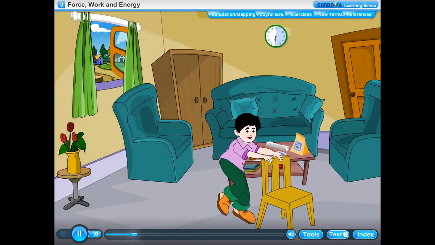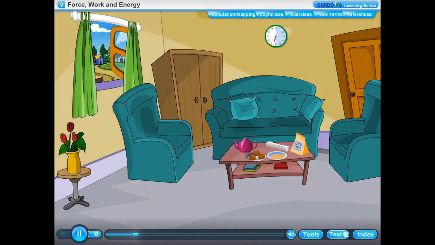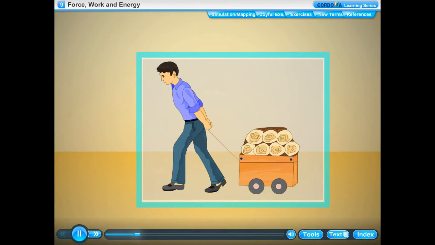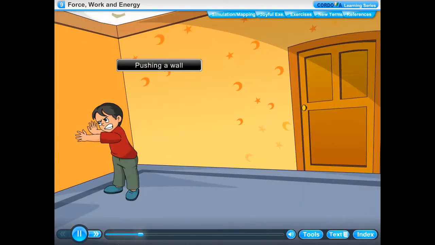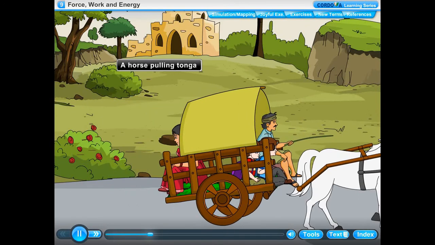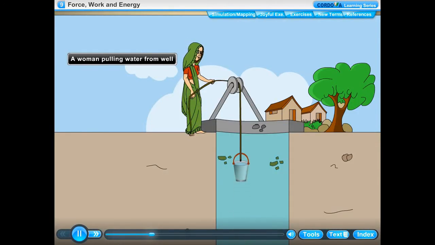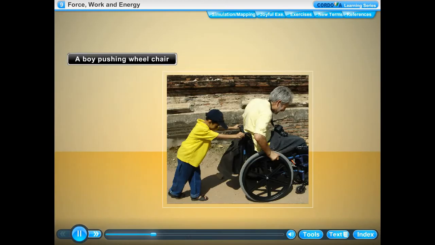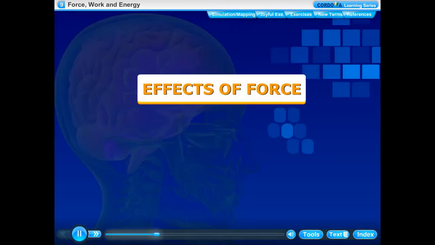A push or pull on an object is called force. A force does not always move an object. For example, if we apply a force on a wall, it does not move. Some examples of push or pull are given. A horse pulling a tonga. A woman pulling water from a well. A boy pushing a wheelchair.